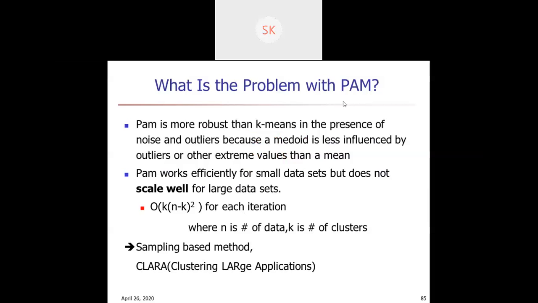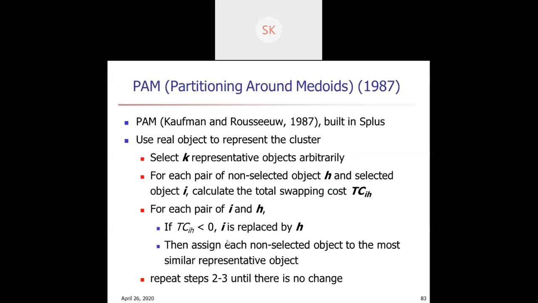You will observe this new point is H, I is the current medoid, and this is J. So what we are doing is comparing the distance J to I and the distance J to H. And if the result is less than 0, then I is replaced by H.